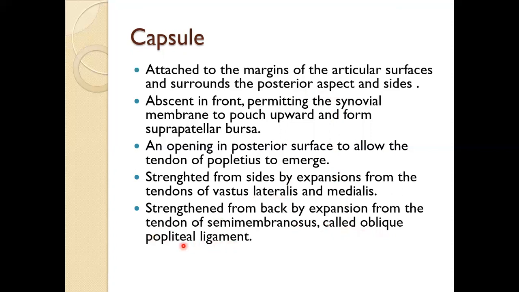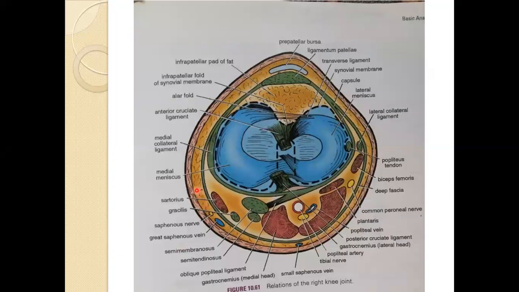And this tendinous expansion is given the name of oblique popliteal ligament. So we have three walls of the capsule, to which the support is given by the vastus lateralis from the lateral side, the tendinous expansion from the vastus medialis from the medial side, and the oblique popliteal ligament from the posterior side. This diagram is the cross section of the knee joint at the level of the menisci. These moon-shaped or C-shaped structures are the menisci of the knee joint that we'll be discussing in a while.